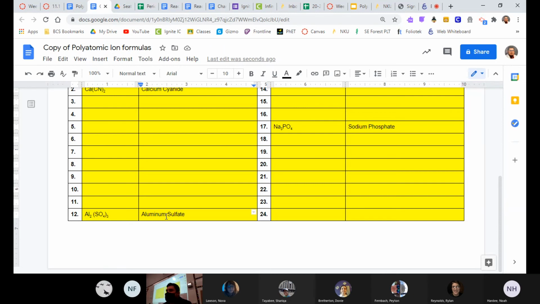That makes sense? You guys with me on that? Are you sure? These are essentially the reactions that we're going to be doing in the future. I put aluminum with sulfate and see what happens. You can mix these two together and see what you make, see what you form. Okay.